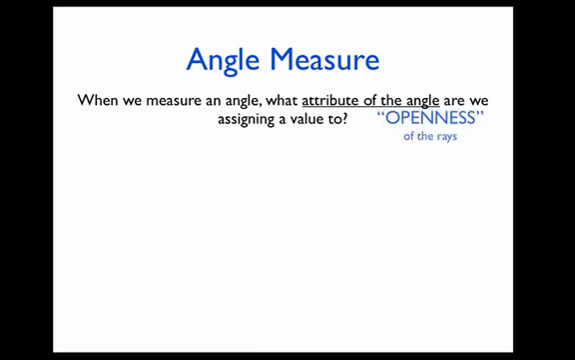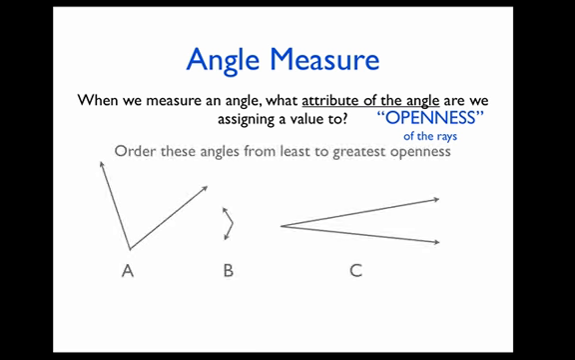Yep, someone said the openness, right? So it's how open the rays are. And which of these three has the greatest openness? B. Does B have the greatest openness? Yeah, so it's the most open. So if we're choosing some kind of convention to measure these angles, B is going to end up with the greatest angle measure. C will have the least measure.